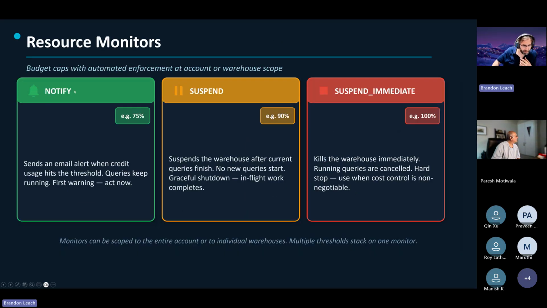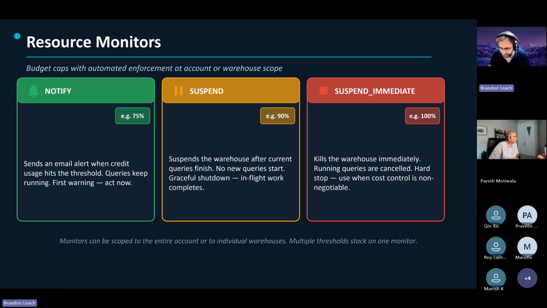So let's talk about resource monitors first. This can send an email alert when credits hit the threshold. Then you can have it automatically suspend. No new queries can start. It does a graceful shutdown. In-flight work gets completed. But the warehouse can't be used until an administrator goes in there and allows it to be used again.